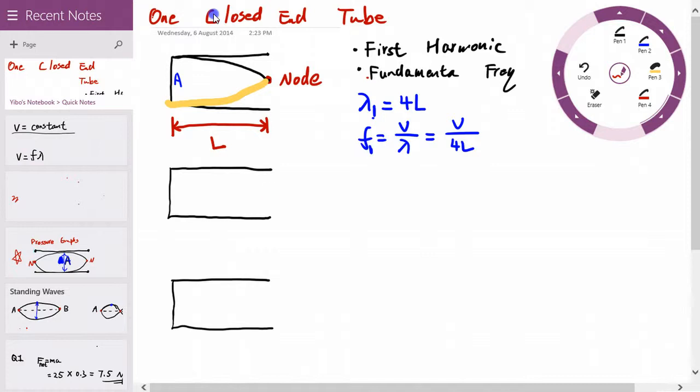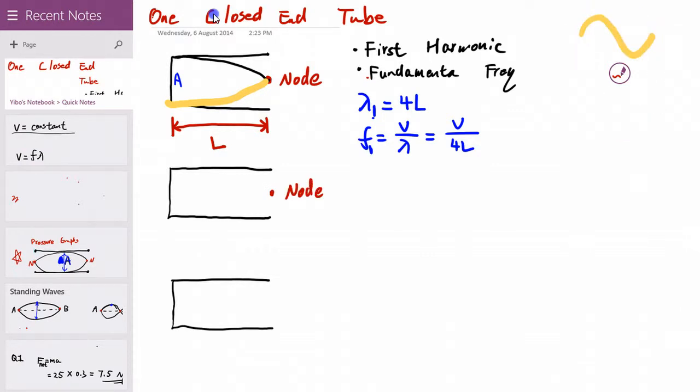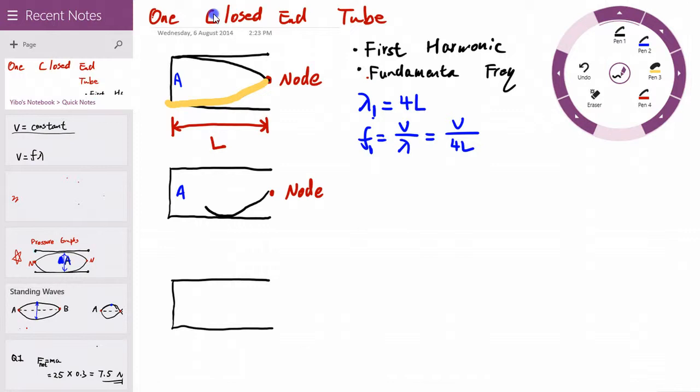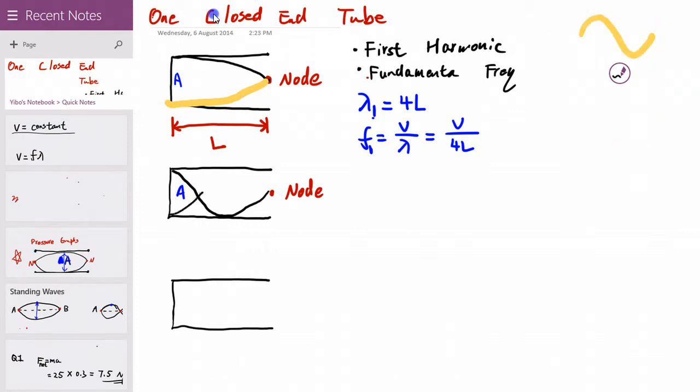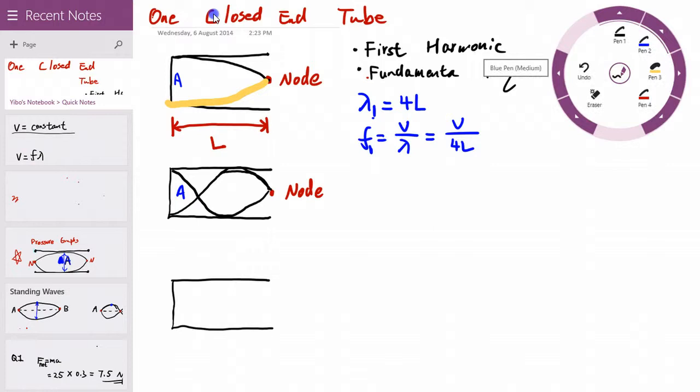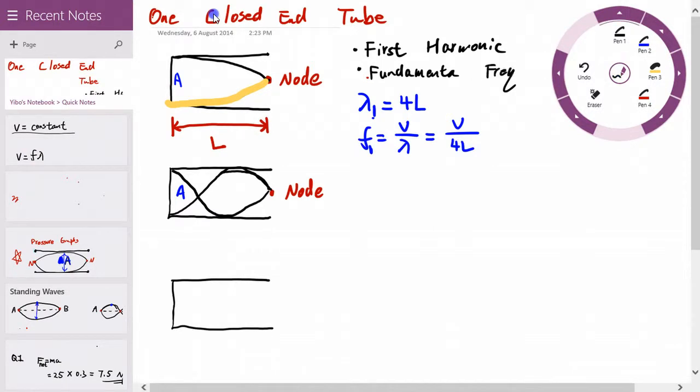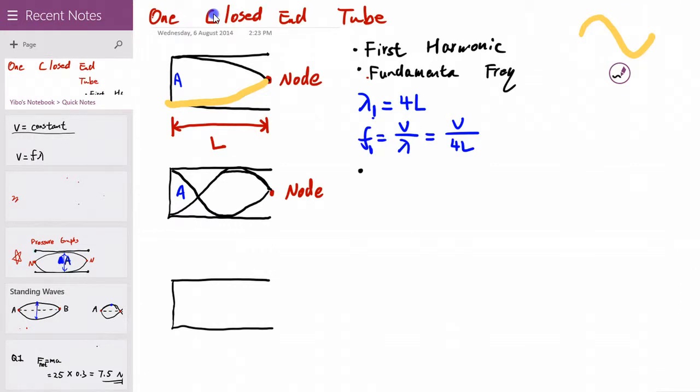Now, if you look at the second one, if you go to the next overtone, we have a node at this point and an antinode at this point. The graph will be something like this. Now, the important thing here is, we call this the third harmonic. Just remember, for the tube with one end closed, we don't have a second or fourth harmonic. We only have the first, the third, and the fifth. We call this the third harmonic or the second overtone.